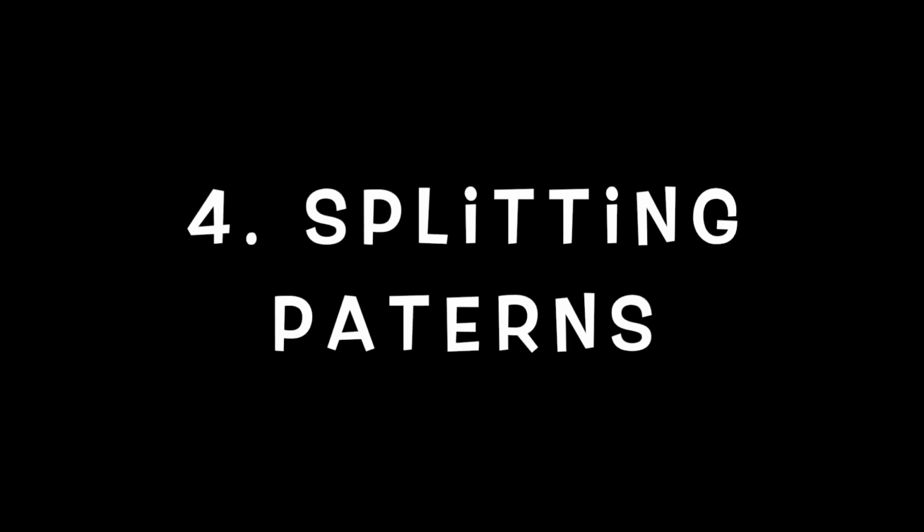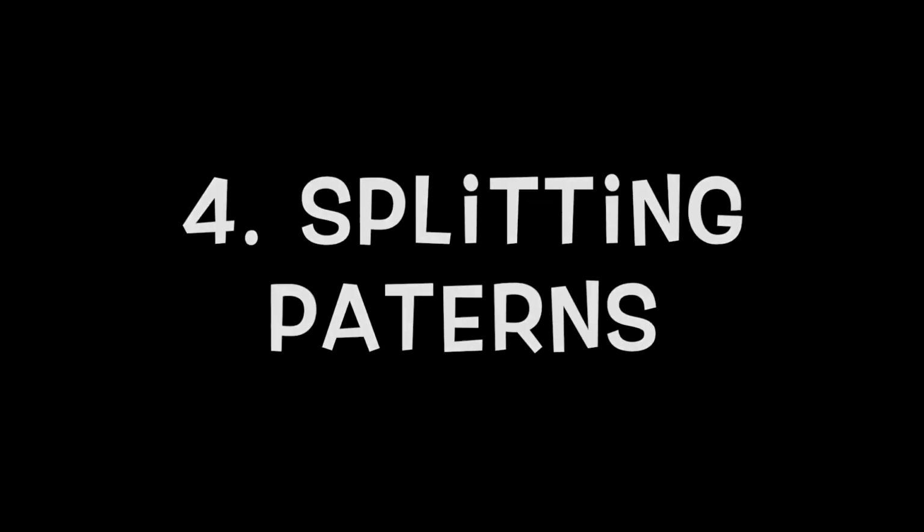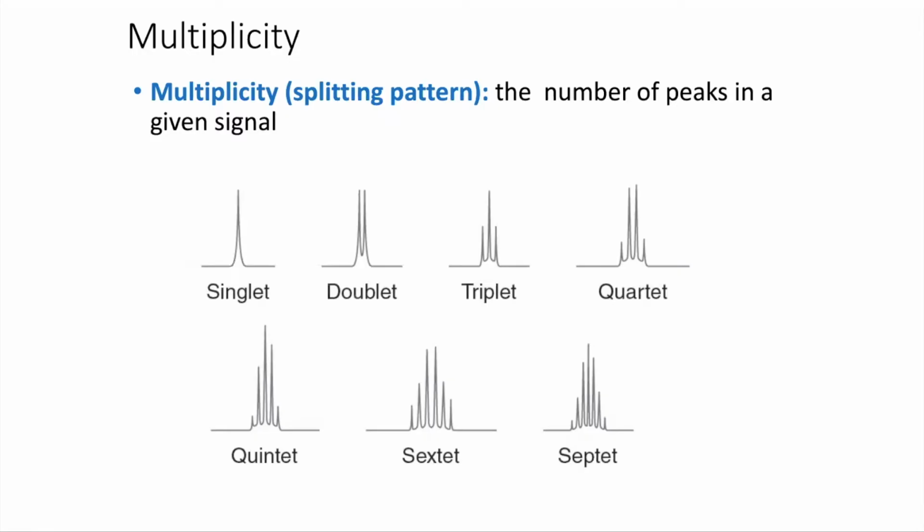So finally, the fourth part of interpreting NMR spectra, it's the splitting patterns. This is probably the more challenging of the four, but once we have this down, we'll be able to solve NMR problems. And finally, the last important aspect of NMR spectroscopy is looking at the shape of the signals. This is also called multiplicity or the splitting pattern.